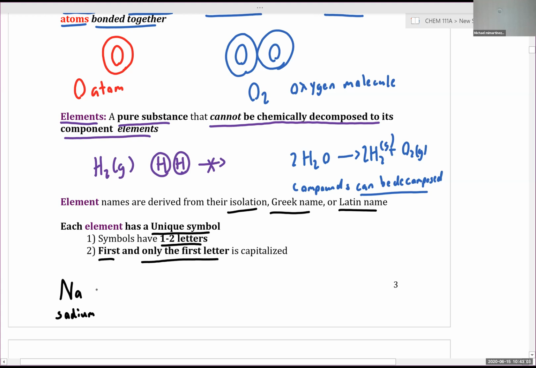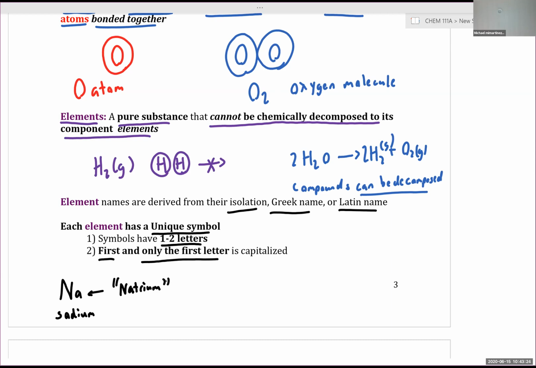You may wonder, why is the symbol Na? It's derived from the Latin name of natrium. So sometimes the symbol appears not to match the name. That's because some of the element symbols are derived from historical names.